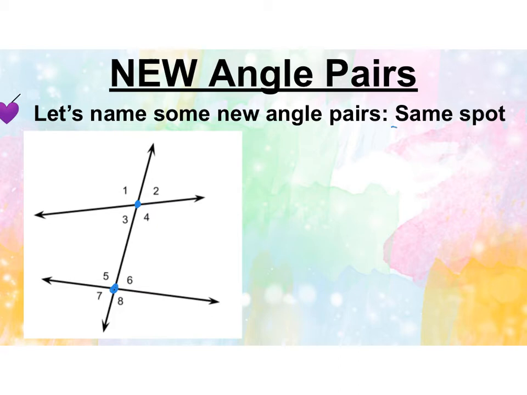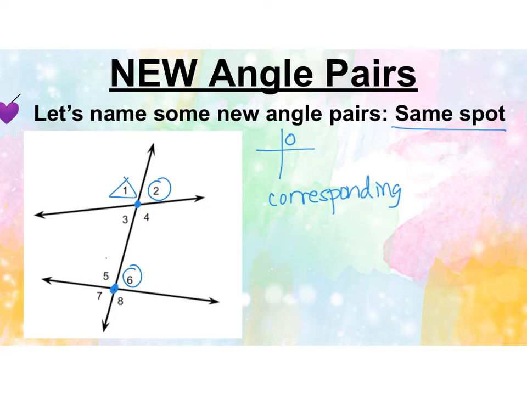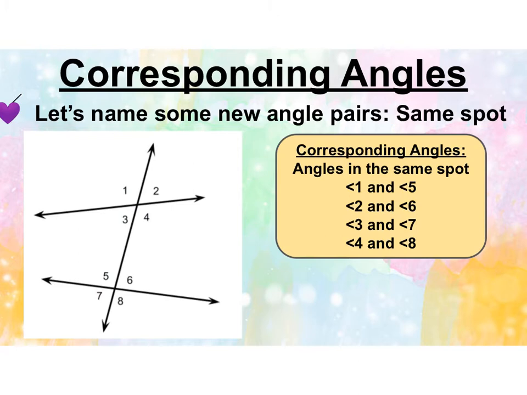So first we want to look at ones that are in the same spot. So if I have 4 angles around there, and I want to look at the one in the upper right hand corner, that would be number 2, and down here it would be number 6. And when they're in the same spot, we're going to call them corresponding. They correspond to each other, they're in the same spot. 1 would correspond with 5 because it's in the upper left, 3 would correspond with 7, and 4 would correspond with 8. So you have 4 pairs of corresponding angles. They are angles that are in the same spot.